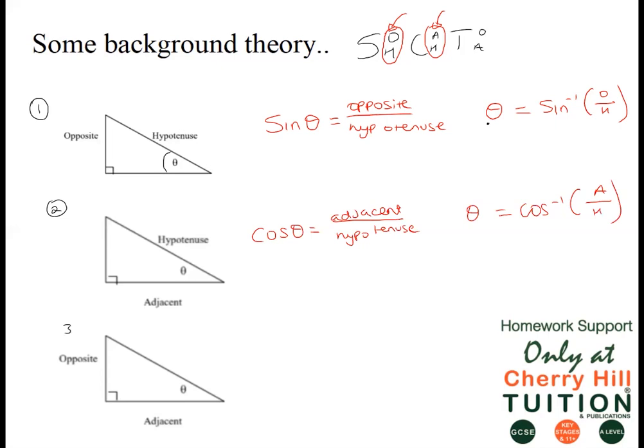The third triangle, we have been given the opposite and the adjacent. So we use tan because tan involves opposite and the adjacent. So tan of theta is equal to the opposite over the adjacent. We inverse tan both sides in order to get theta on its own. So theta is equal to inverse tan opposite over adjacent.